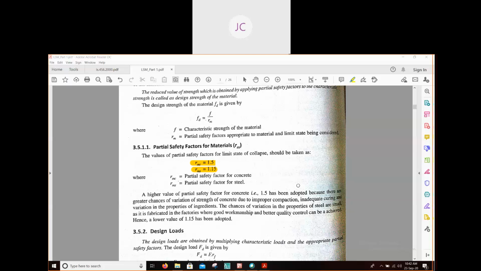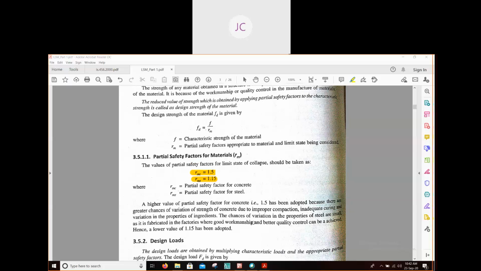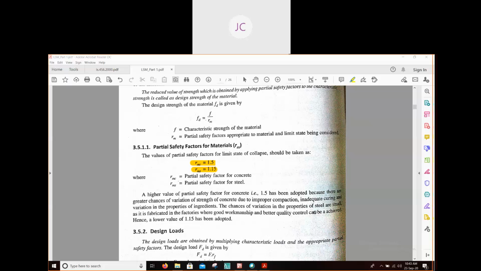But since the chances of error in the quality of steel are less, we are taking a lesser value for safety factor. Okay, so this is the reason. It is also written here: a higher value of partial safety factor for concrete has been adopted because there are greater chances of variation of strength of concrete due to improper compaction. The reason is written here. You can read this one.